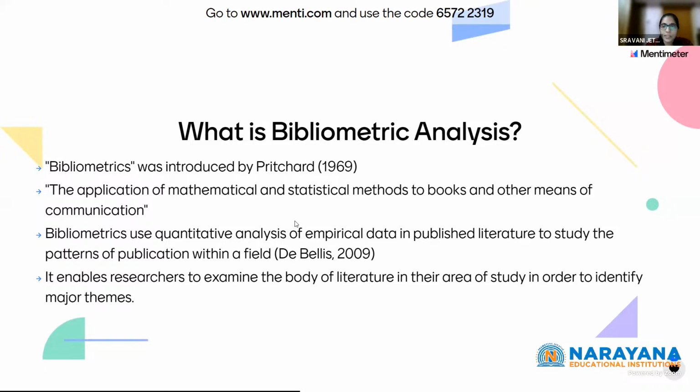So for our analysis in our research field, the other means of communication are book chapters, published literature, and research articles. As I have said, bibliometric analysis is a quantitative way of doing the literature review. It uses the quantitative analysis of empirical data in the published literature to study the patterns of publication within the field. That is, you will be able to find out the current research themes and which are the hot topics being researched in that particular field.